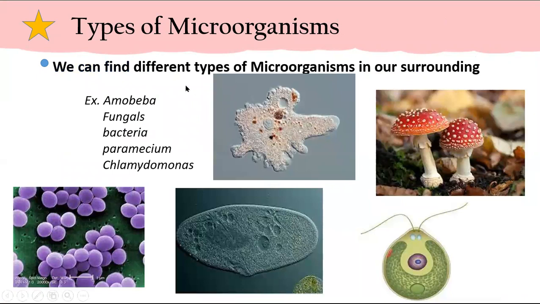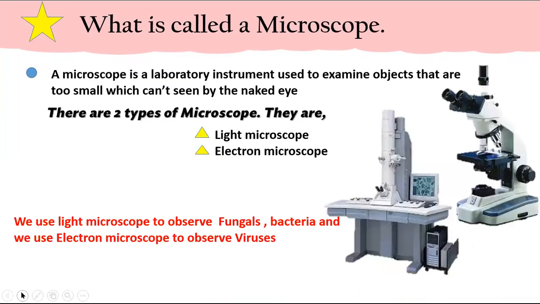Types of microorganisms. We can find different types of microorganisms in our surroundings. Examples: amoeba, fungus, bacteria, paramecium, and chlamydomonas. This is an image of an amoeba. This is a fungus. This is a bacteria. This is an image of a paramecium, and this is an image of a chlamydomonas. Let's see the next one.